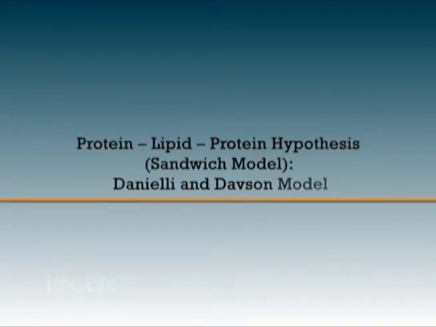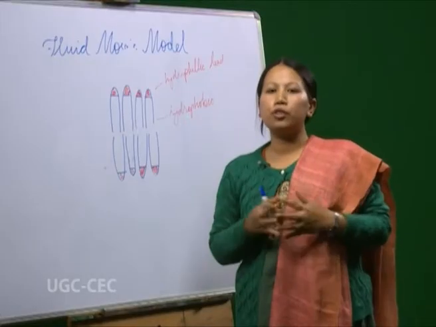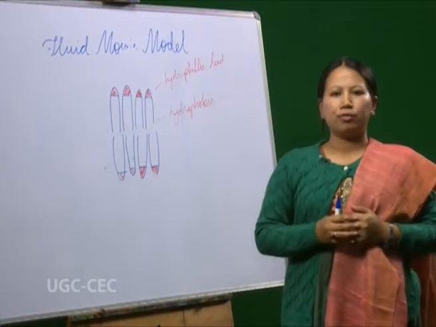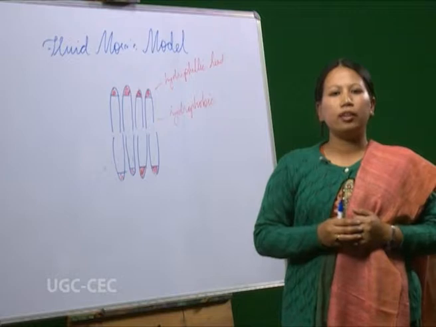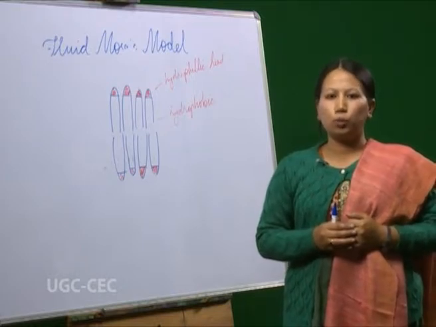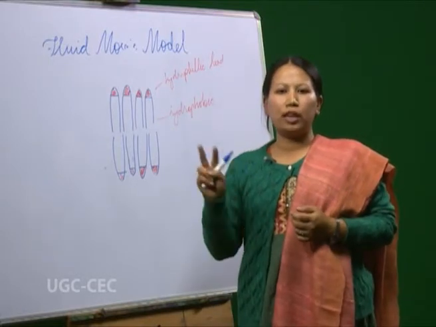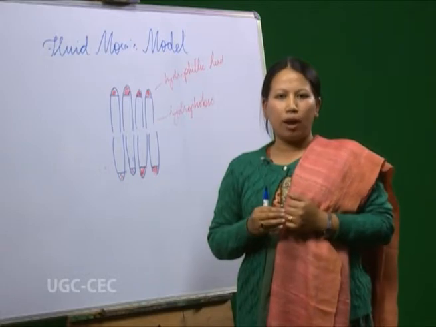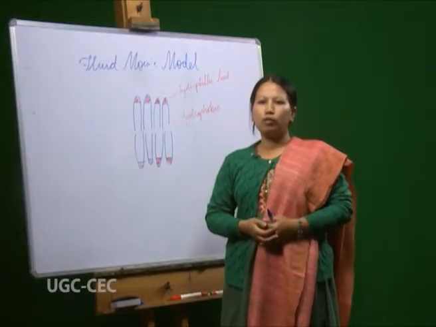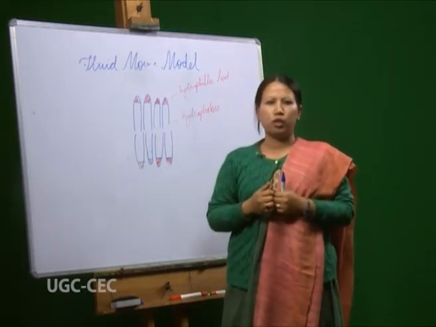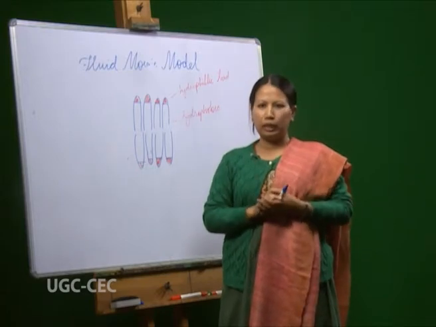Next, we'll see the protein-lipid-protein hypothesis, or the sandwich model, as devised by Davson and Danielli. The first important hypothesis of the structure of biological membrane was proposed by Hugh Davson and James Danielli in the year 1935. According to the bimolecular model of Danielli and Davson, the plasma membrane consists of two layers of phospholipid molecules which are arranged in such a way that the hydrophilic heads of the phospholipid molecules face outside and the hydrophobic non-polar chains are associated in the inner region of the leaflet.